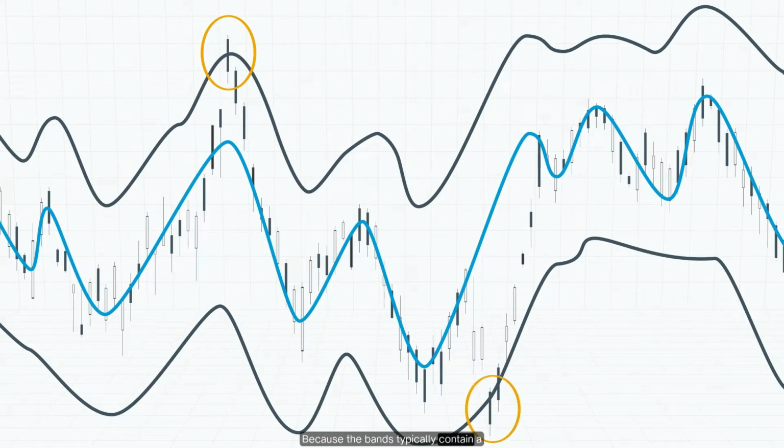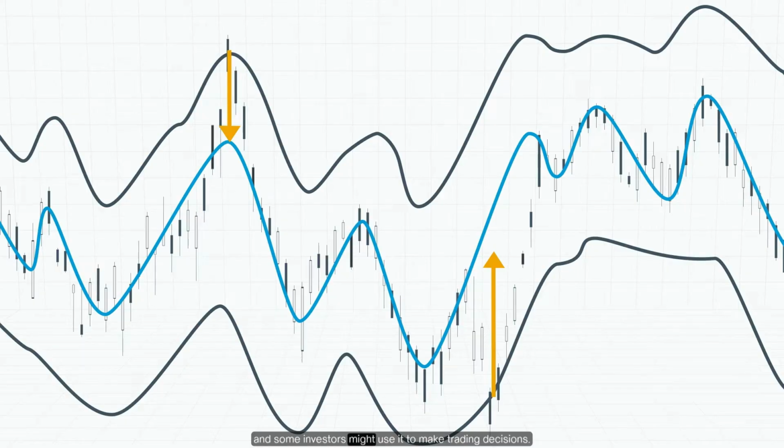Because the bands typically contain about 95% of a security's price movement, it's unusual but possible for the price to move outside the bands. But when it does, probability theory assumes the security price is likely to revert back to a moving average or mean between the upper and lower bands. This is called mean reversion, and some investors might use it to make trading decisions.